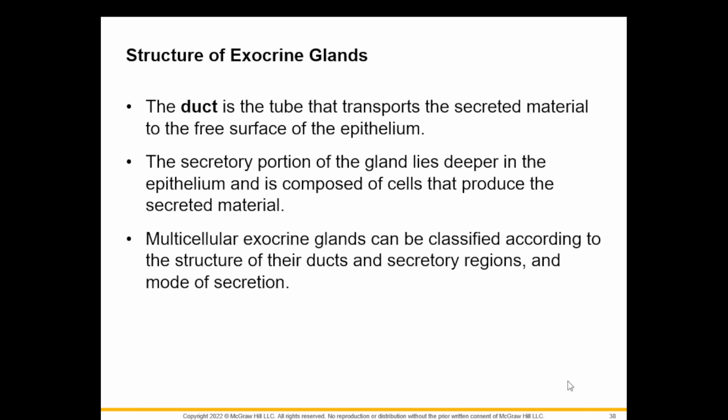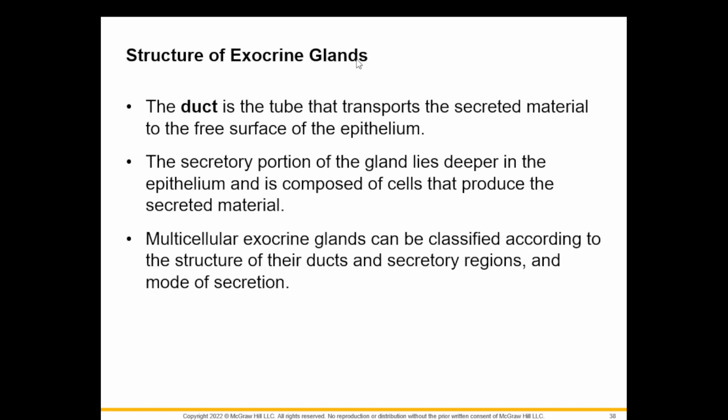Now, let's talk about first your exocrine glands. Your exocrine glands, again, have ducts. These are the tubes that transport the secreted material to the free surface or to the exterior of the body. Now, aside from the duct, the bottom part of your exocrine glands is called the secretory portion. That is the part of the gland that produces the secretions or the secreted material.